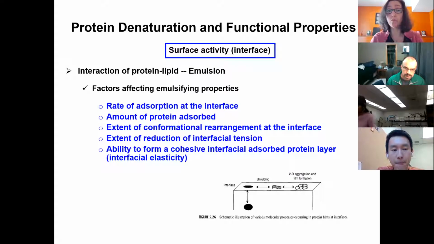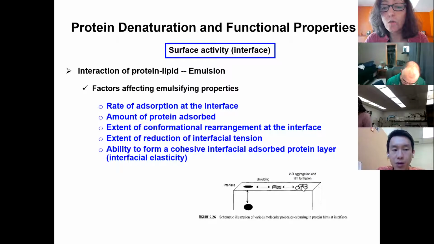How much it's able to reduce the surface tension, basically the interfacial tension, the tension between the two different phases, and its ability to form a cohesive film. So you also want that protein-protein interaction that occurs to form the film around your droplet, or in the foam case, the air.